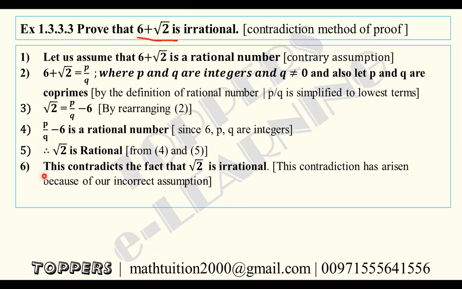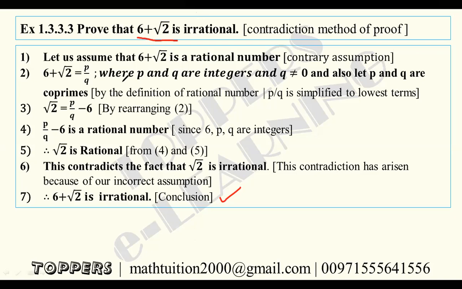Next statement, we have to say that this contradicts the fact that root 2 is irrational. What is the reason? This contradiction has arisen because of our incorrect assumption. So in the next statement, we conclude that therefore 6 plus root 2 is irrational. So we have proved that 6 plus root 2 is irrational.